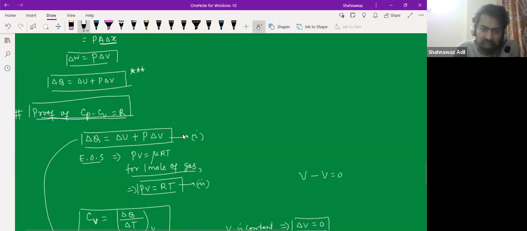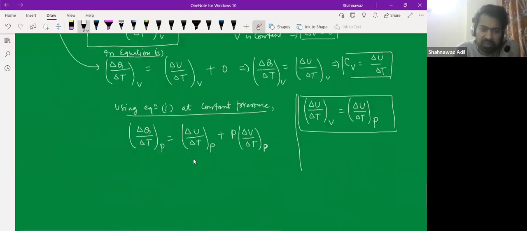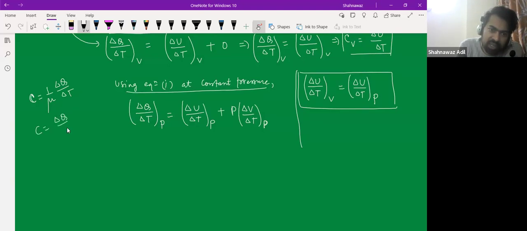Delta Q by delta T. Yes, what is delta Q by delta T? What is the specific heat? Molar specific heat is 1 by mu delta Q by delta T, right? If mu is 1, then C is delta Q by delta T. That is molar specific heat, right?